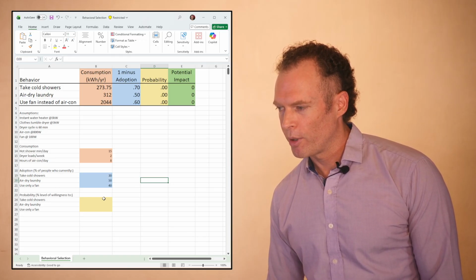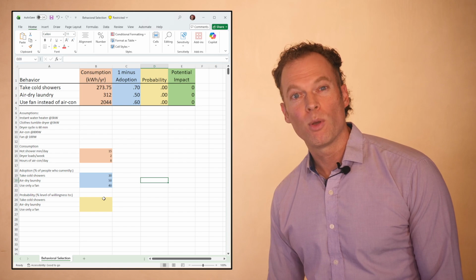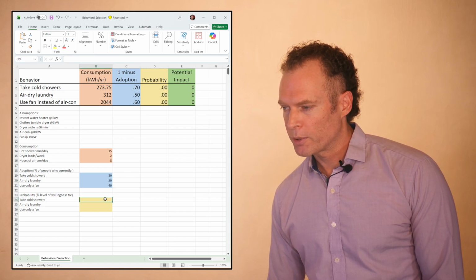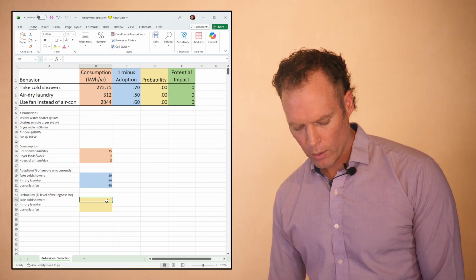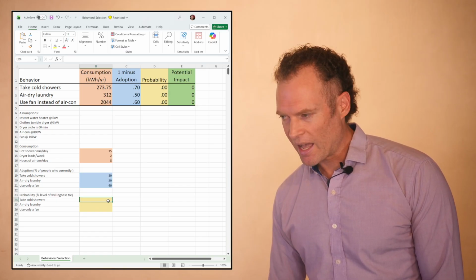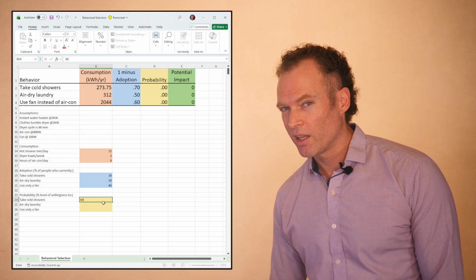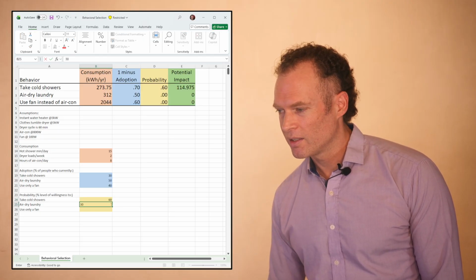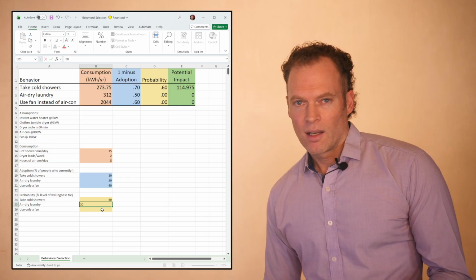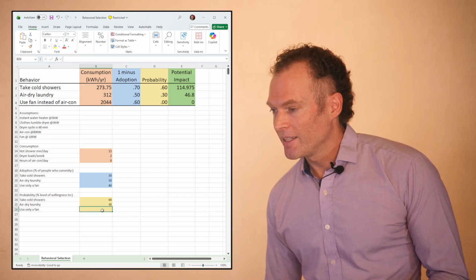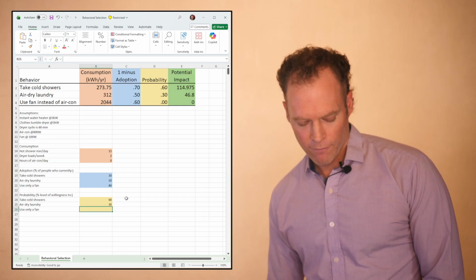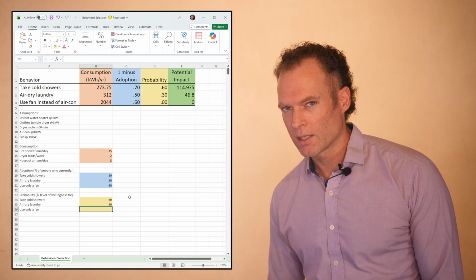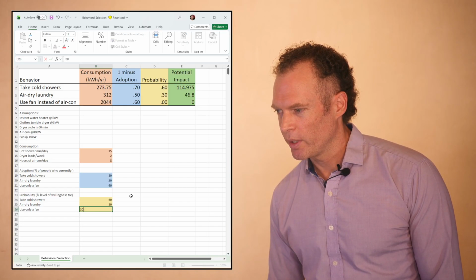And then let's look at the probability, or the percent of people who would be willing to change their behavior who don't currently perform that behavior. What percent of people would be willing to take cold showers? I'm going to put this at maybe 60%. I'm feeling optimistic. Air dry laundry, I'll put this low because, for reasons, I don't know. Again, I'm making these numbers up. And then use only a fan. I'm going to also put this low. People who use aircon when they sleep might be totally addicted to it.